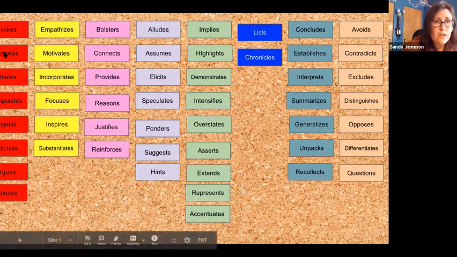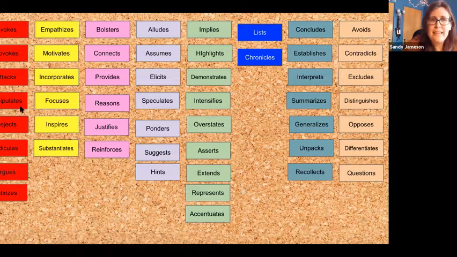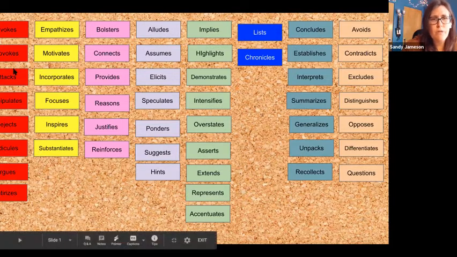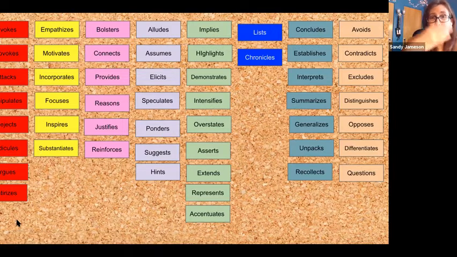Over here in this red category, they used verbs like provokes, attacks, manipulates, rejects, ridicules, argues, satirizes. These are all verbs that we would use to describe when an author is in opposition to something, when they are in disagreement with something. We would say that they attack the idea or they ridicule the idea.